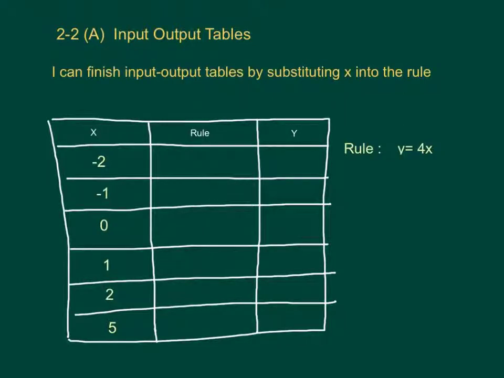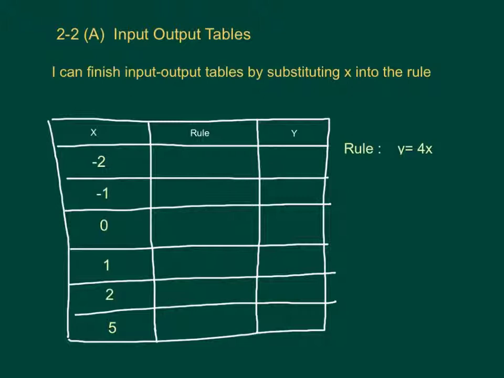Okay guys, hello, and this is lesson 2.2 A for input and output tables. So today what we're going to be doing is we are going to finish input-output tables by substituting x into the rule. We won't always be given the rule, so sometimes we're going to have to figure out what the rule is and then plug in x.